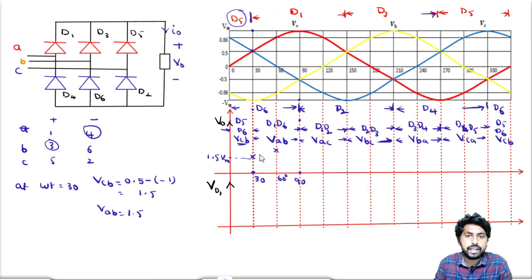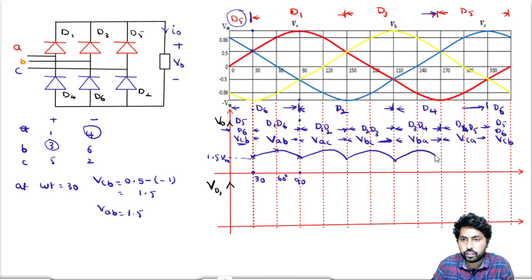Similarly, if I find the VAB at 90 degrees, A is red color, B is yellow color. So it will be again 1.5. Even if I find VAC, A is 1 and C is minus 0.5, so again it will be 1.5. So even VAC also 1.5. For one cycle it will be like this. For the remaining cycles also, you will get the same waveform, but for one cycle we need to find.